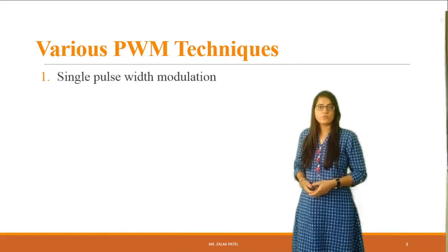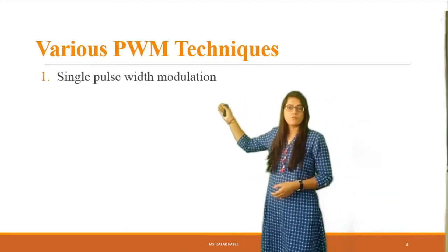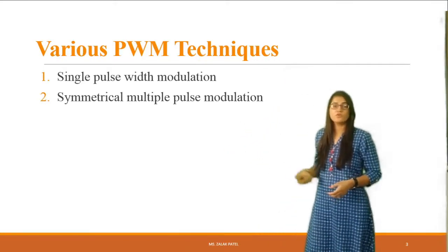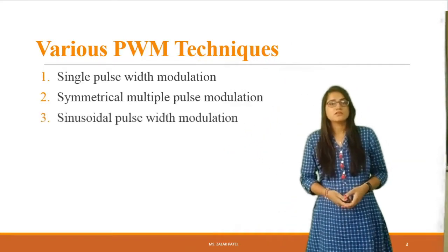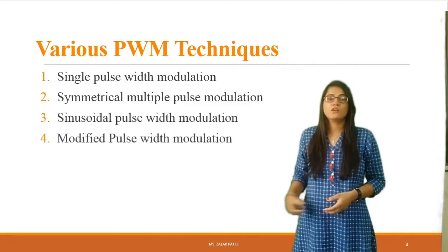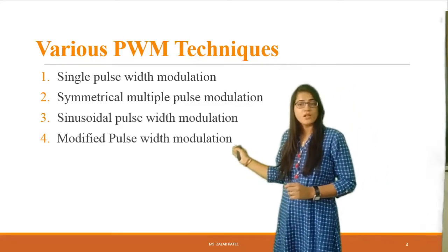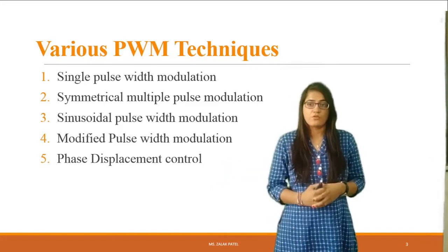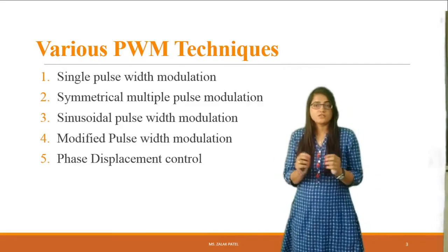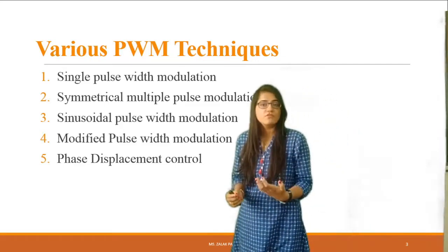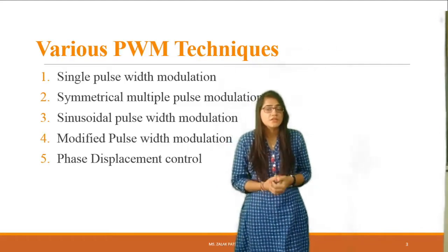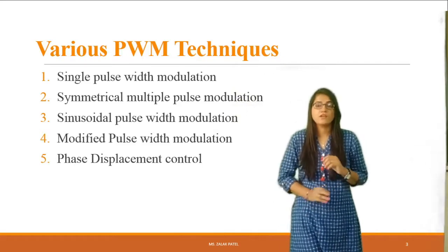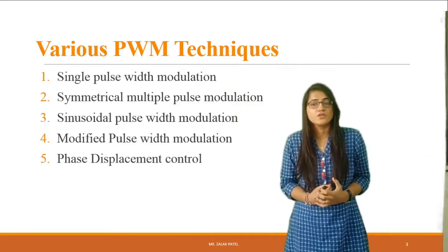The classification of PWM techniques is: first, single pulse width modulation; second, symmetric pulse width modulation; third, sinusoidal pulse width modulation; fourth, modified pulse width modulation; and the last one is phase displacement control. In each of the techniques, we change the width of the pulse or the waveform and then get the result accordingly. In this session, we will see the first and second PWM techniques for controlling the voltage of the inverter.